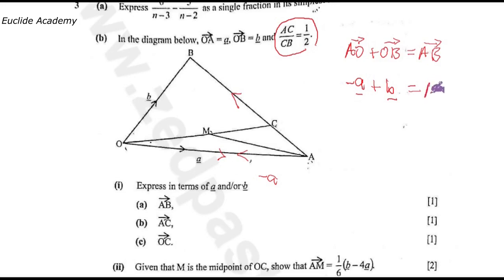This should give us the vector AB. So just swapping them, we have the vector AB is equal to B underline minus A underline. That is the vector AB. That is for the first question.